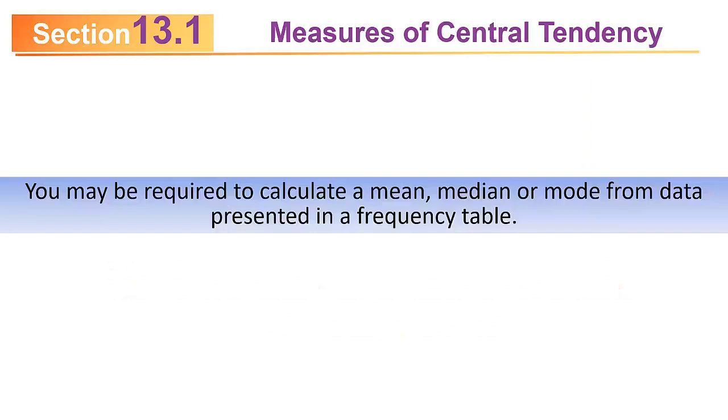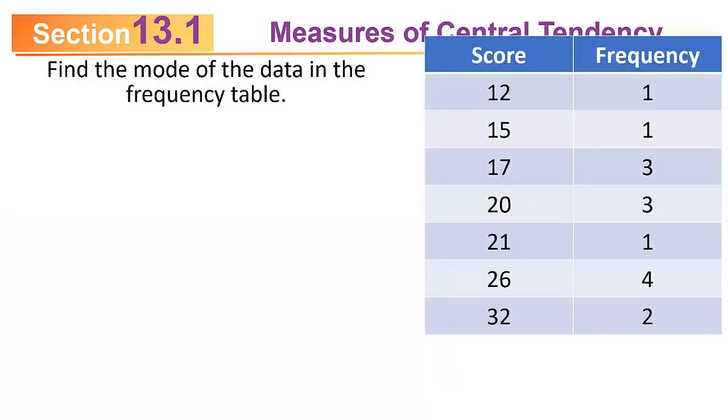Sometimes you'll be asked to calculate a mean, median, or mode from data that's presented in a frequency table. So let's look at that case. Suppose I give you a table with a bunch of scores. The scores are listed in the left-hand column, and then there's a frequency column which tells you how many times that number appears. So 12 appears once, 15 appears once, 17 appears 3 times, 20 appears 3 times, 21 appears 1 time, 26 appears 4 times, and 32 appears 2 times.